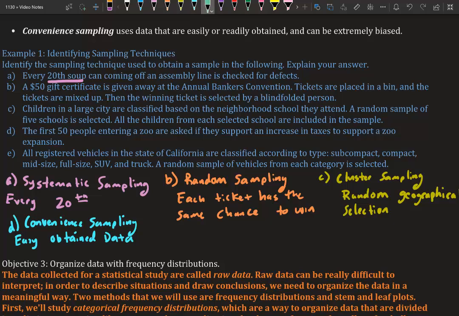All right, last but not least, E. All registered vehicles in the state of California are classified according to the type: subcompact, compact, midsize, full-size, SUV, and truck. A random sample of vehicles from each category is given. So this is stratified sampling because we're actually setting each category. We're not selecting geographical areas. We're not grouping people together. We're not grouping things together. We're categorizing subcompact, compact, midsize, full size, and so on.